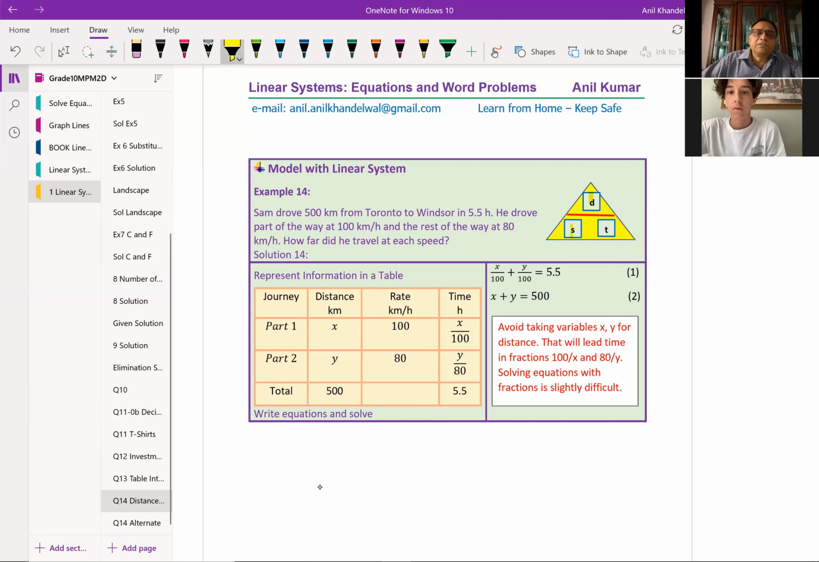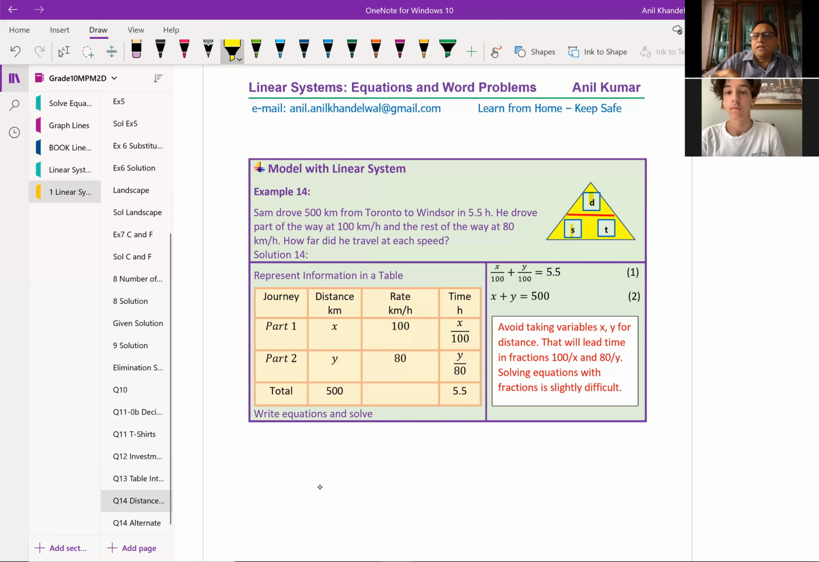Can you please read this example number 14? It says Sam drove 500 kilometers from Toronto to Windsor in 5.5 hours. He drove part of the way at 100 kilometers an hour and the rest of the way at 80 kilometers an hour. How far did he travel at each speed? So we are interested in finding the distance, right?